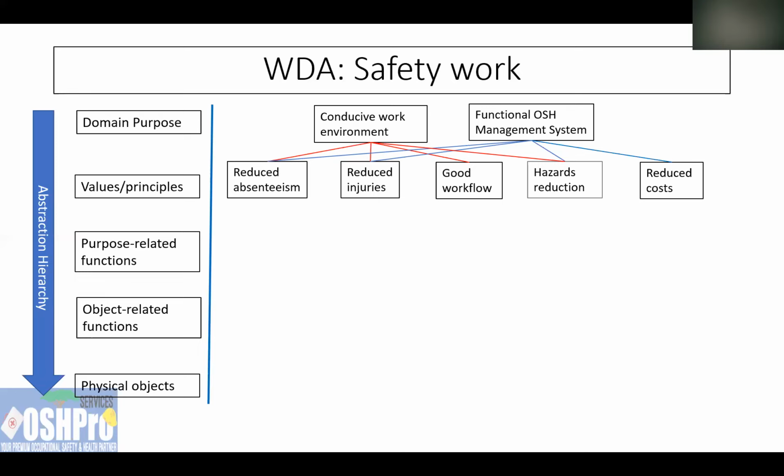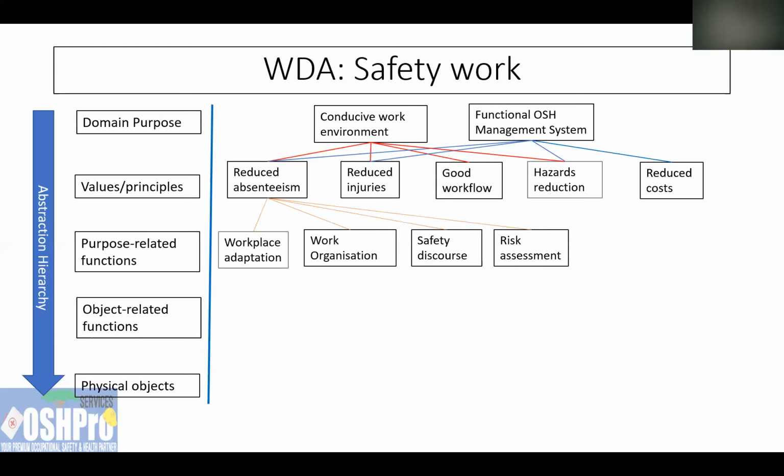So we are going to continue to do this. Now we are going to the next stage, and we have to pick what functions we have to have, what functions are necessary for us to reduce absenteeism, what functions are necessary for us to reduce injuries, what functions are necessary for us to have good flow of work, and so on and so forth. I'll take one of these at a time, and then we'll see how the system develops.